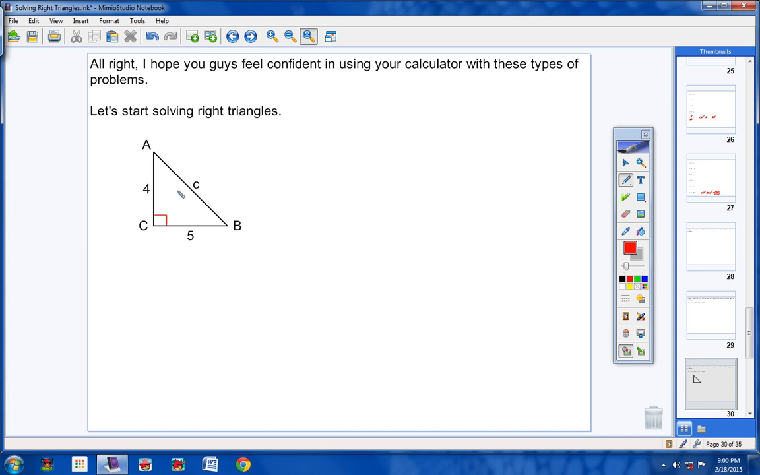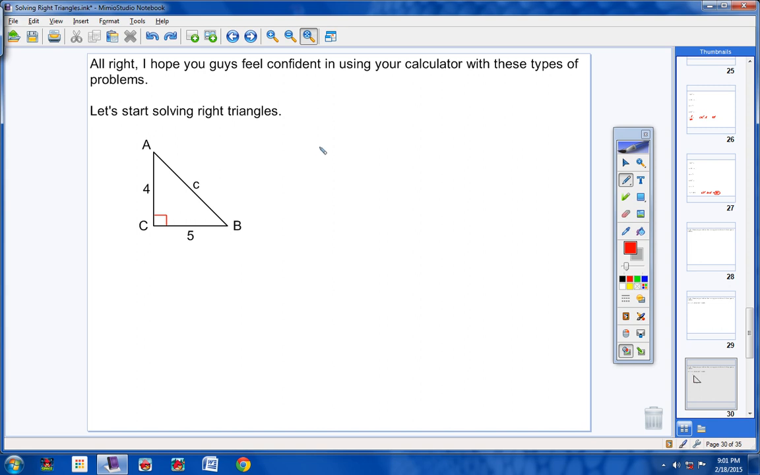Let me put it to you this way. Always solve for the easy stuff first. For example, if I knew this angle right here was 30 degrees, could I not find this angle over here like in 5 seconds? Because 30 plus 90 plus this angle here has to add up to 180. So we can find that missing angle pretty quickly. Well, it's the same thing with the sides. If I know two sides, why not quickly use Pythagorean Theorem and find the missing side first?